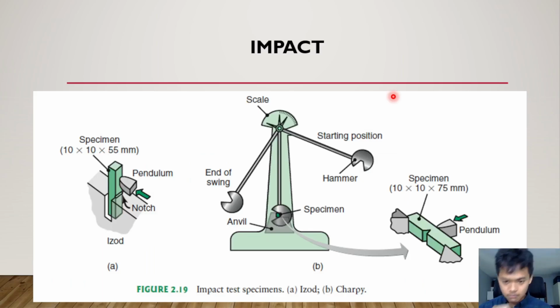Next we have impact. So in this impact test, there are two main methods of doing it. First we got the Izod test, and then we got the Charpy test. So what's the difference? In the Izod test, as seen here, the specimen is held up, standing up, with one of its sides held. Whereas in a Charpy test, the specimen is laid down, with two of its sides held.